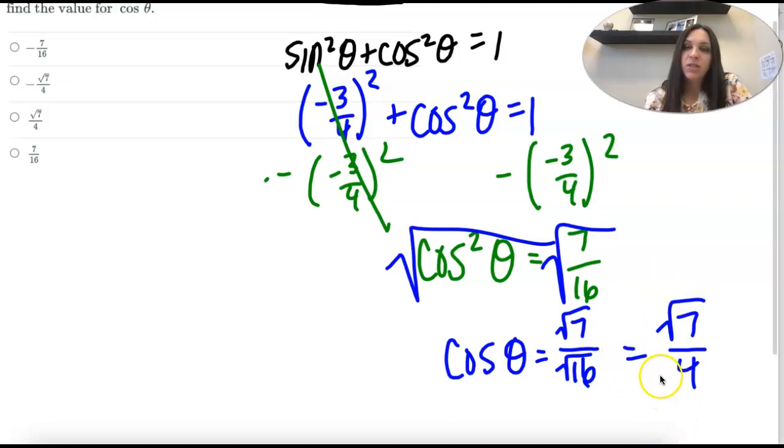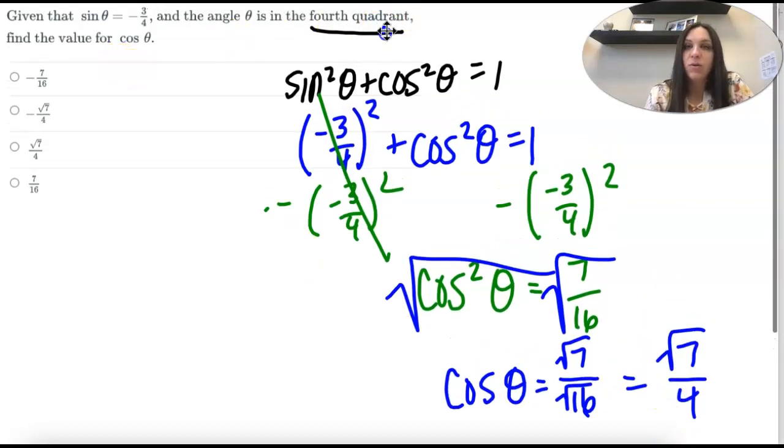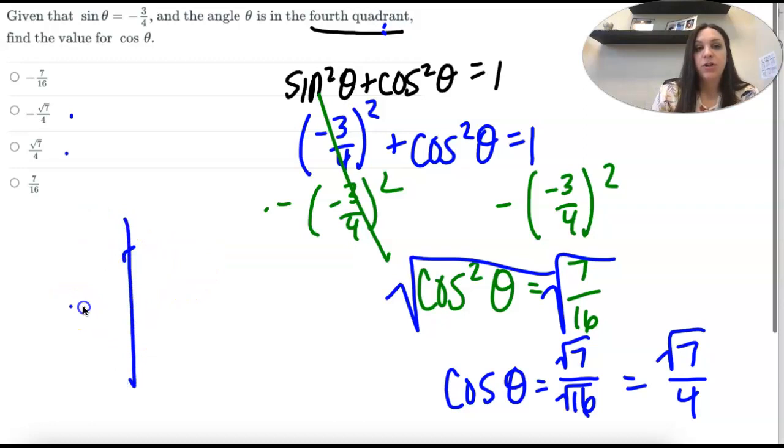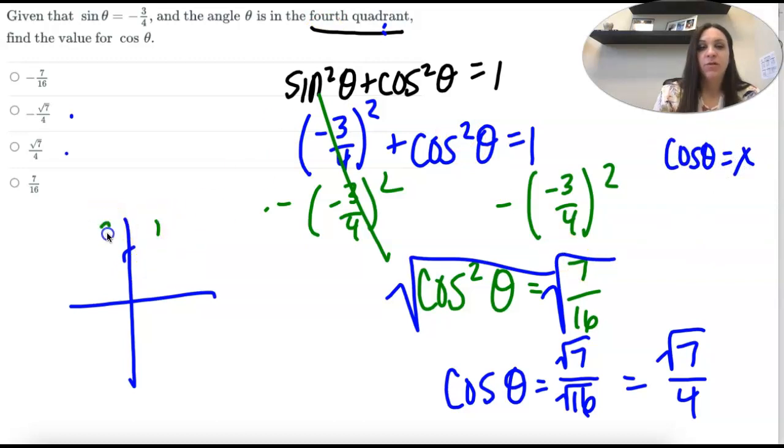Okay, so I have cosine, and now it's in the fourth quadrant. So I just have to know, is it positive or negative in the fourth quadrant? So remember, cosine is our x value. So if I go to the fourth quadrant, my x values, if I were to plot a point down there, our x would be positive. So it's a positive square root of 7 over 4.